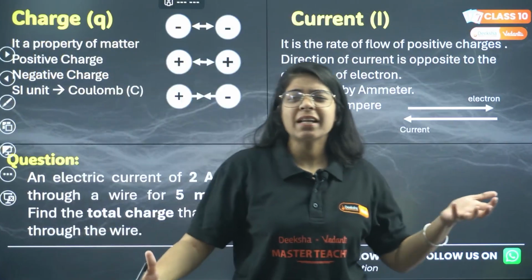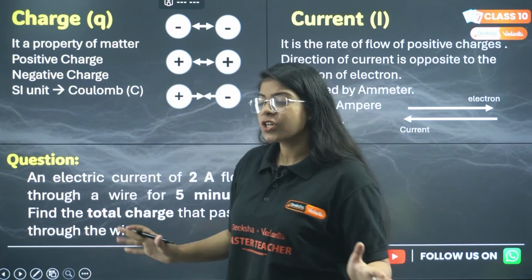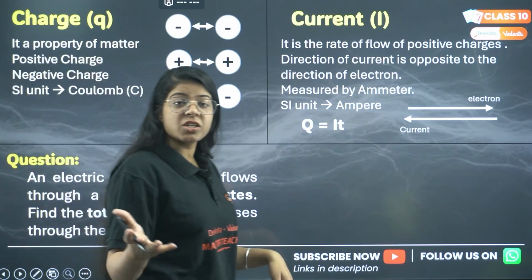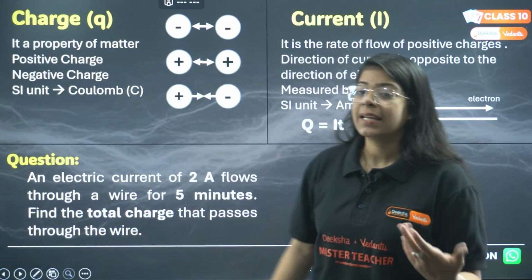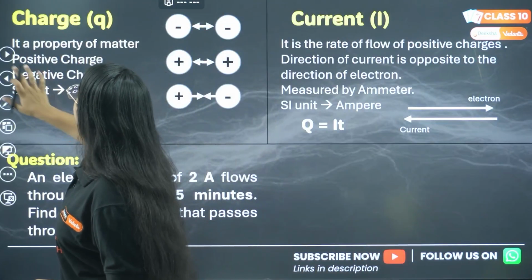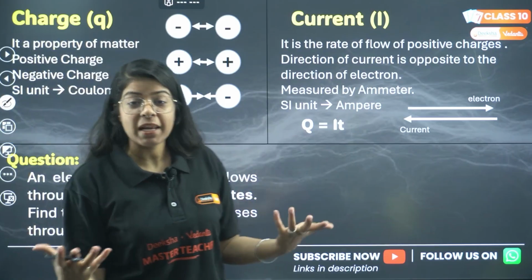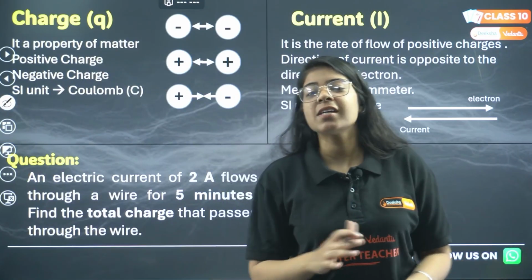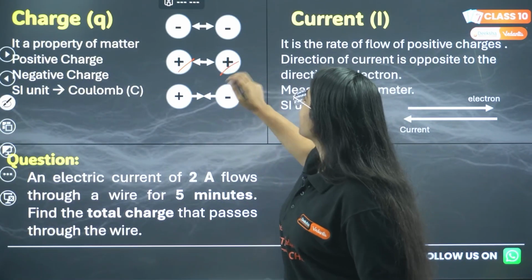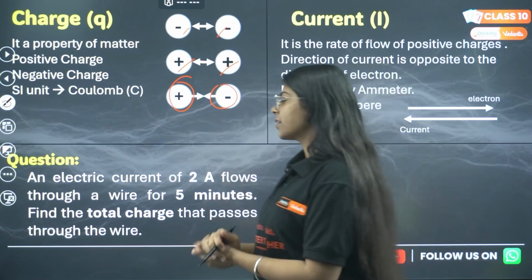So what do we read in electricity first? Of course, charge, ma'am. What is it? It's just a property of matter. We know we have two kinds of charges, positive charge as well as negative charge. Its SI unit is coulomb. And we know that like charges repel each other and unlike charges, positive and negative, attract each other.